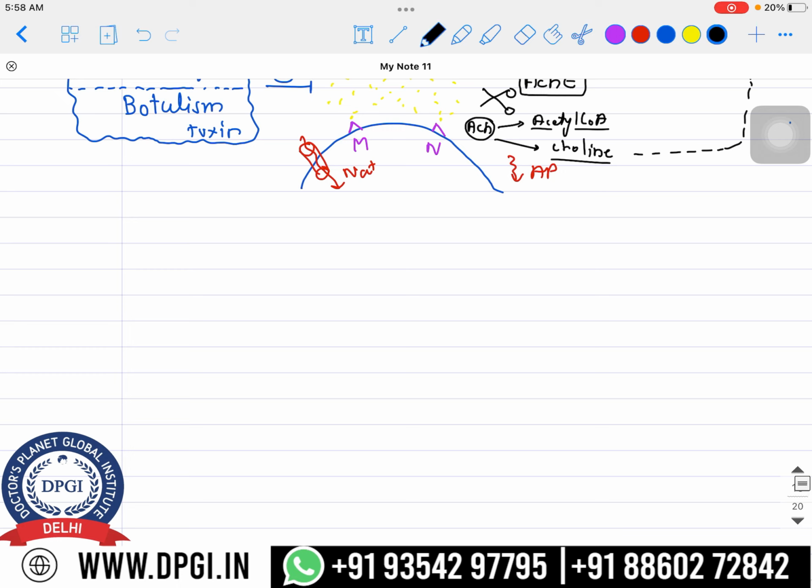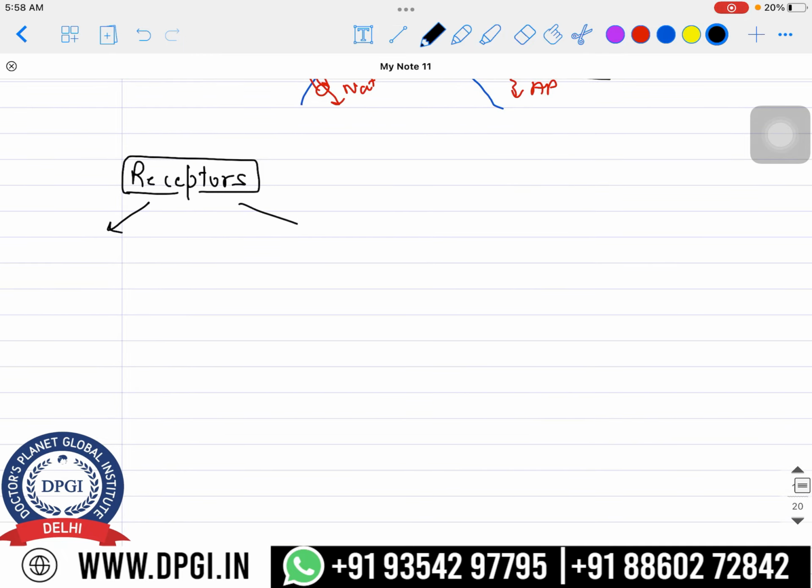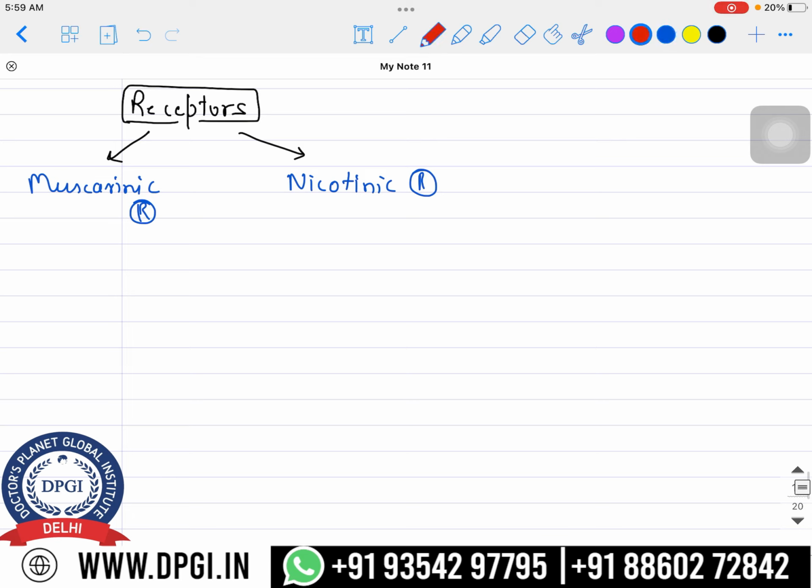So over here we are talking about the receptors. As far as receptors are concerned, we have two receptors: muscarinic receptors and nicotinic receptors. These are the cholinergic receptors which I am talking about right now. As far as nicotinic receptors are concerned, we have further subtypes.